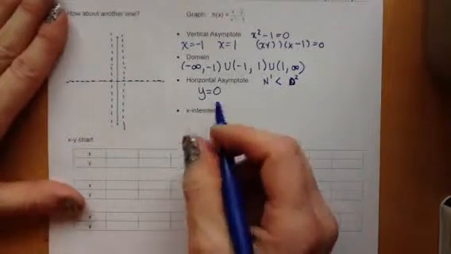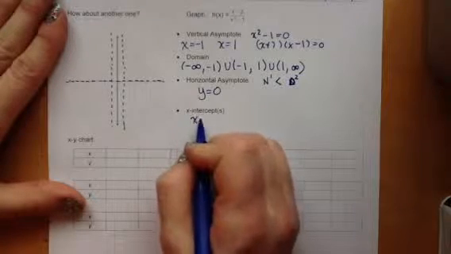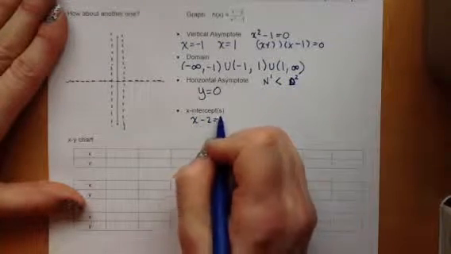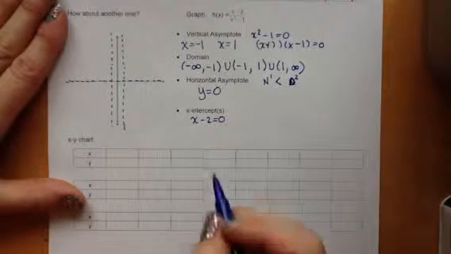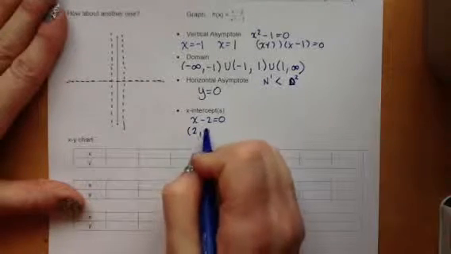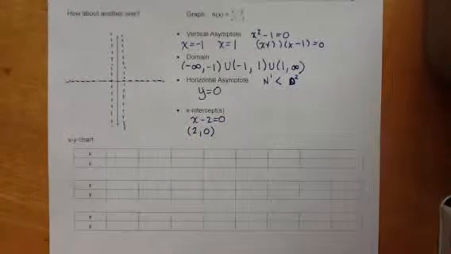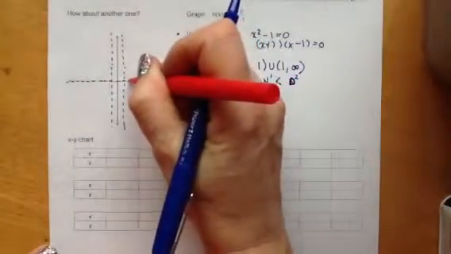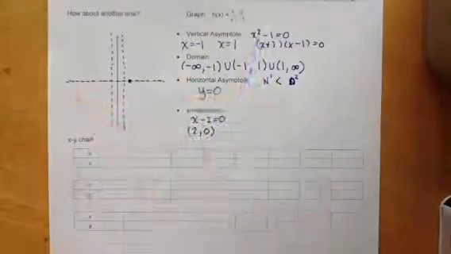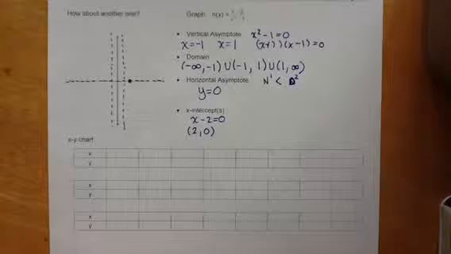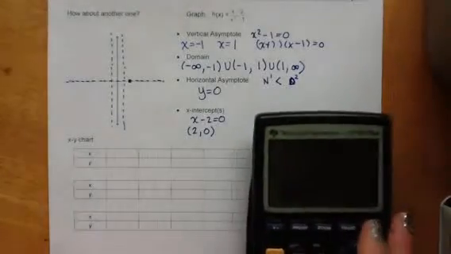And x-intercepts, remember we get those from setting the numerator equal to 0. So x minus 2 equals 0 gives me an x-intercept at (2, 0). Now that touches the horizontal asymptote, but that's okay, because remember I told you that graphs can cross those horizontal asymptotes. Next, I have an XY chart.